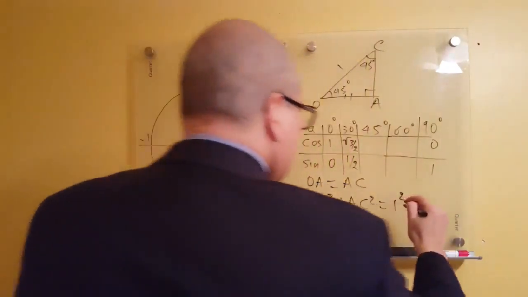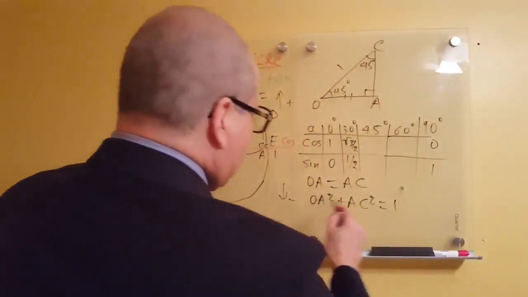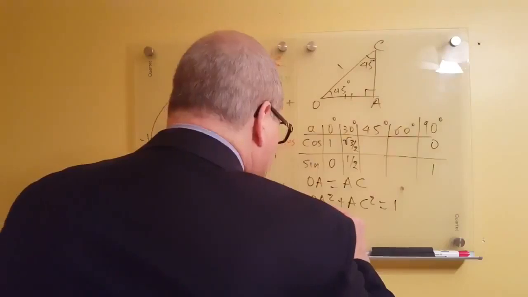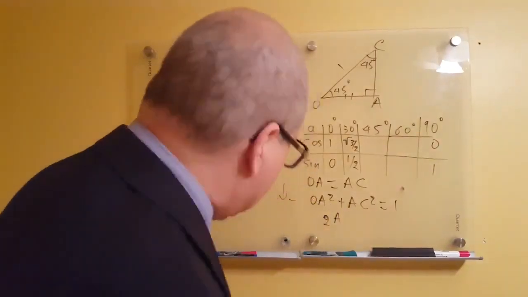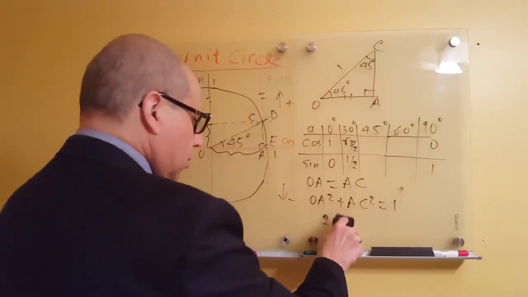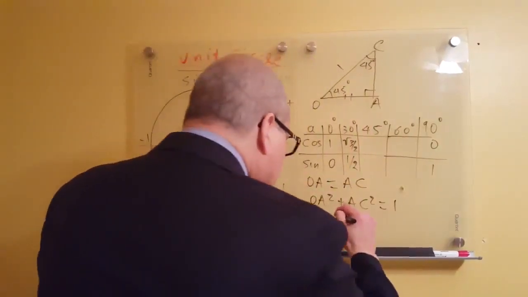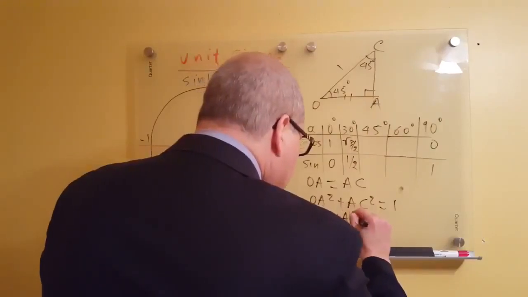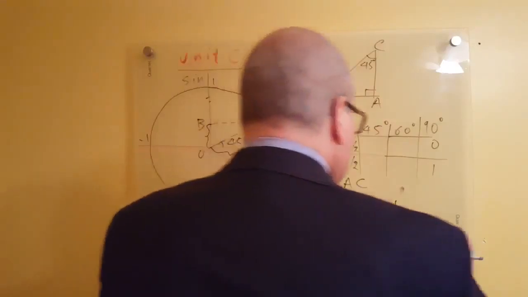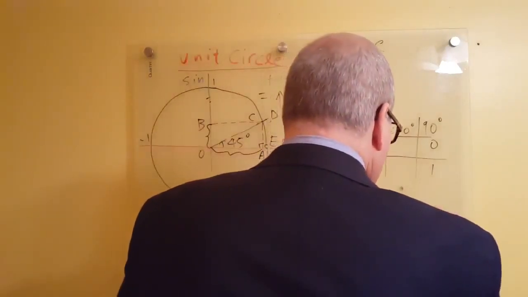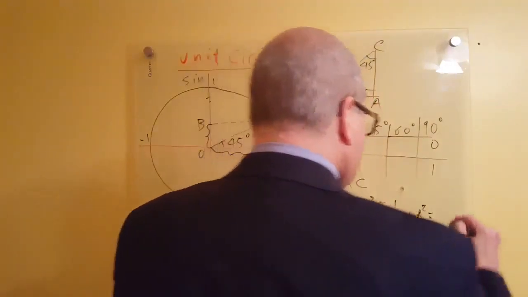So 1. And of course, because these two are the same, you have that, let's say, 2 times A times OA square is equal with 1. So from that you get that OA square is equal with 1 over 2.